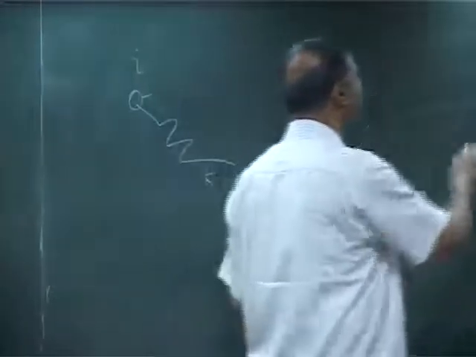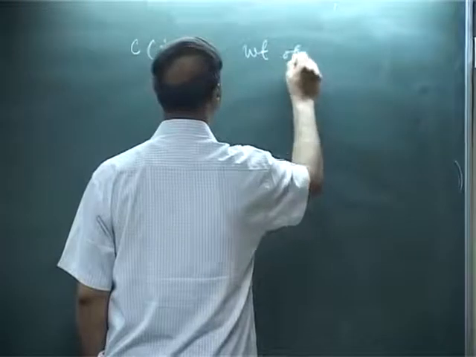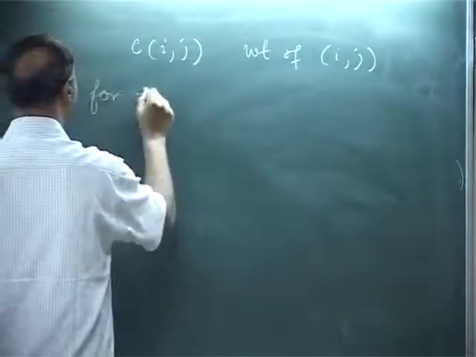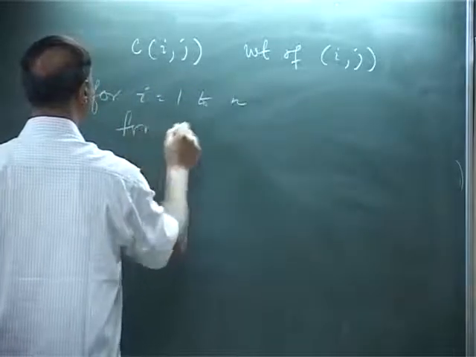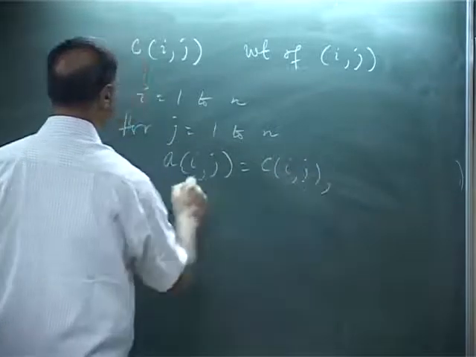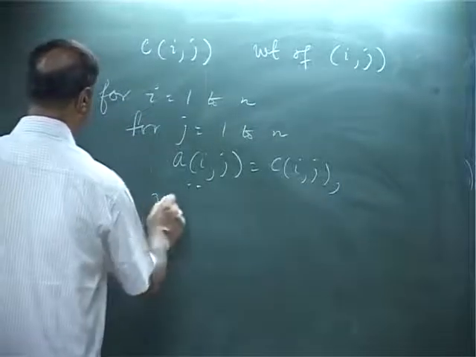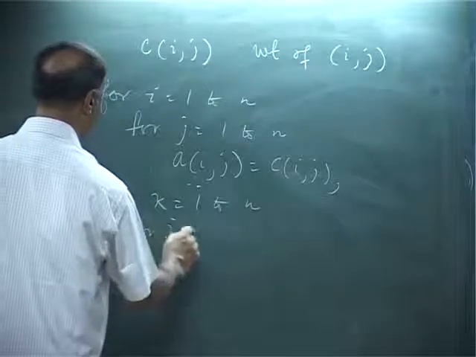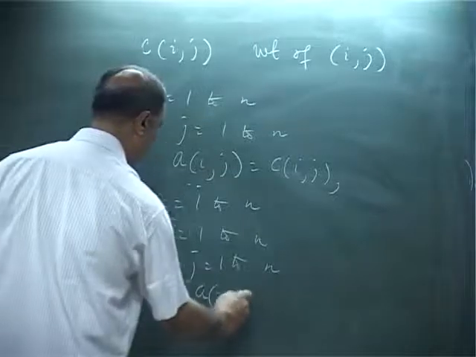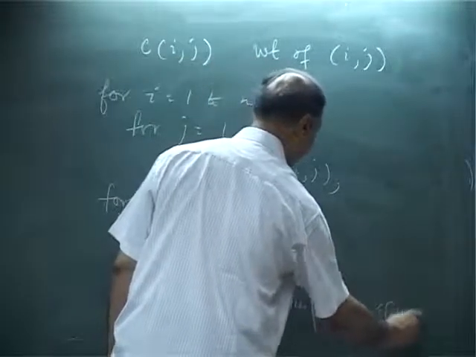In order to write this algorithm, suppose Cij is the cost of the edge ij. Now, I don't want to touch this one, so I write for i equals 1 to n, for j equals 1 to n, Aij is Cij. And we'll update this Aij matrix for our work. The algorithm is for k equals 1 to n, for i equals 1 to n, for j equals 1 to n, Aij is replaced by the minimum of Aij and Aik plus Akj.